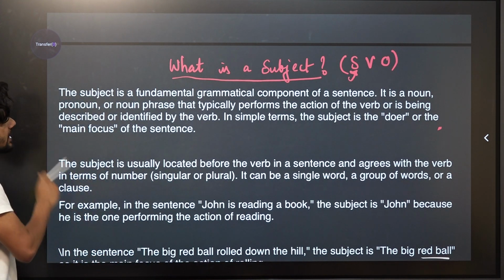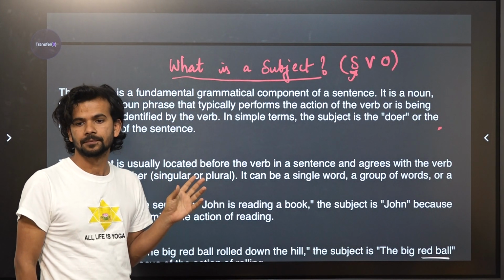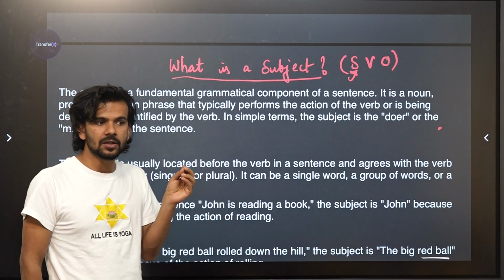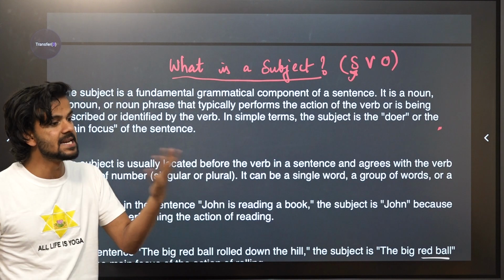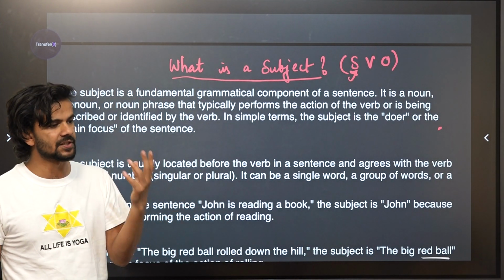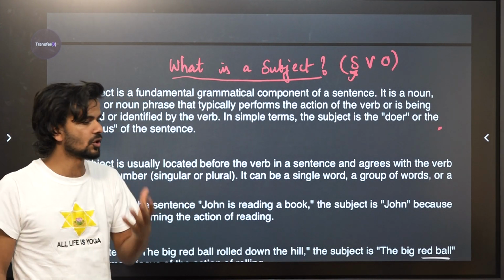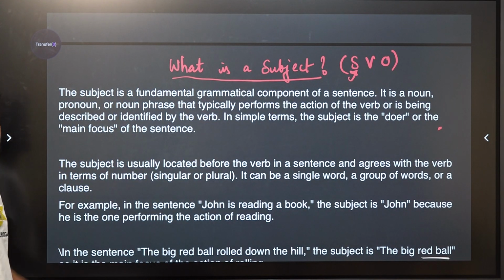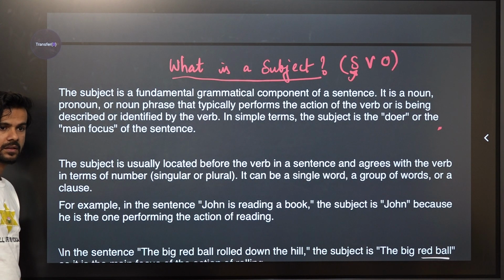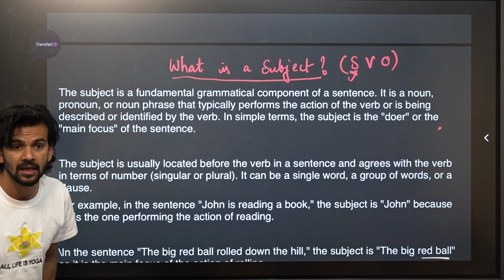Subject is a fundamental grammatical component of a sentence. It's a grammatical component. We need a subject, right? A subject can be a noun, it can be a name, it can be a pronoun. Names such as Ram, Shyam, Hari, Michael, a chair and so on. It can be a pronoun, for example, it, he, she, they. These are pronouns. These words can become the subject.